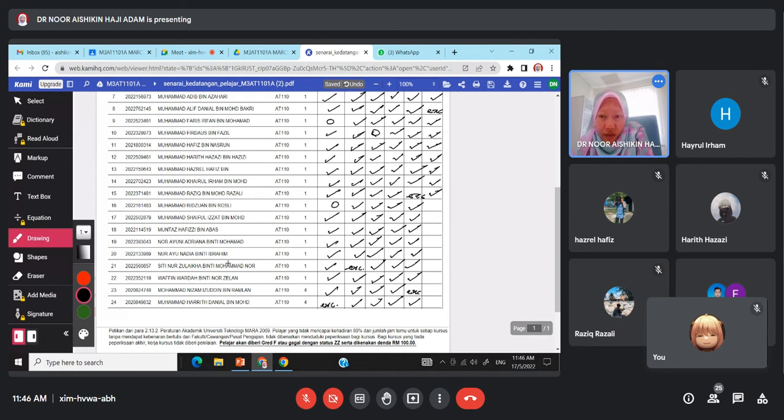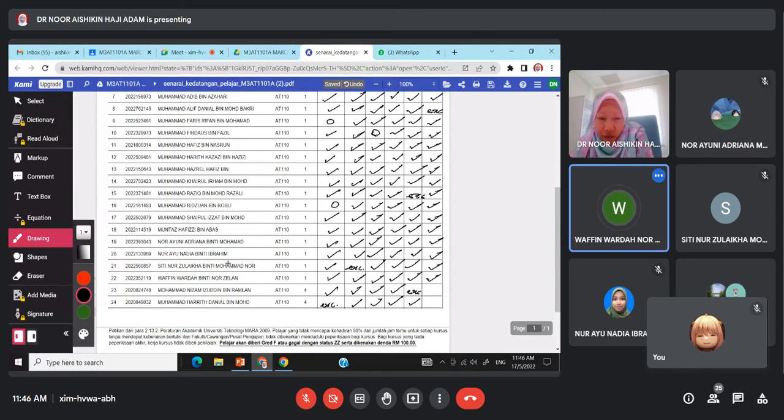Rizwan? Okay madam. Rizwan? Saya doktor. Izzat? Ada doktor. Muntaz? Saya. Adriana? Ada. Ada tak ni? Ada. Ayu? Ada. Zulaika? Ada. Wafin? Ada doktor. Nizam? Saya doktor. Dan Harith Daniel? Saya doktor.